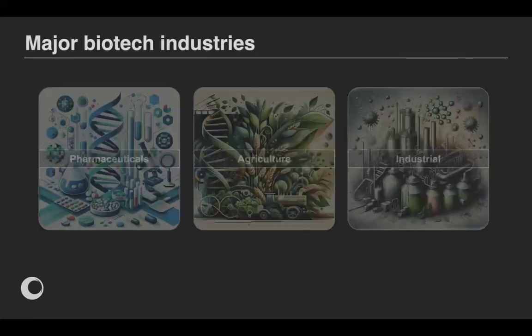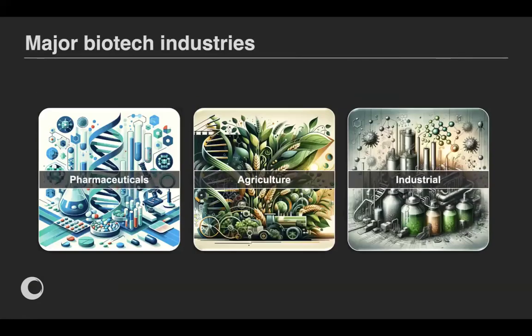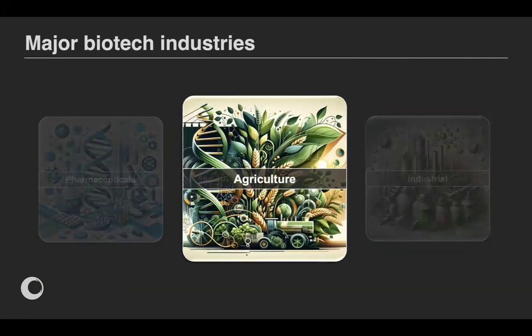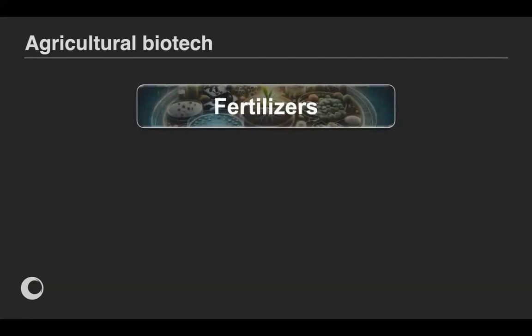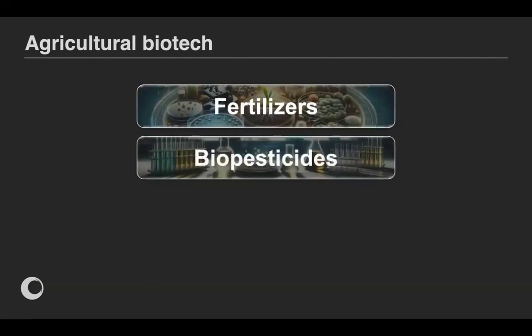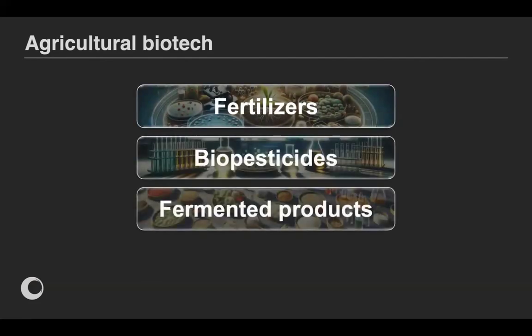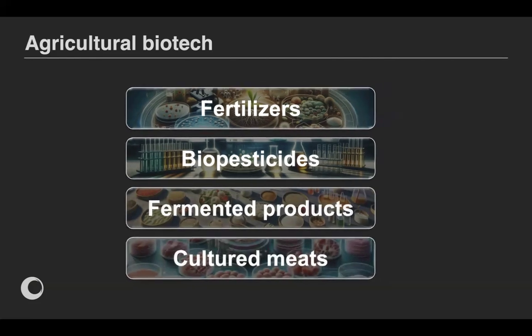And so if you look back at the major biotech industries, we're going to go ahead and move away from pharmaceuticals and into the agricultural biotech space. And the agricultural biotech space can be subdivided into four different sectors. The first is fertilizers, the second is biopesticides, the third is fermented products, and the fourth is cultured meats.